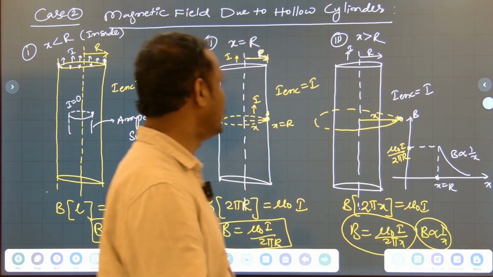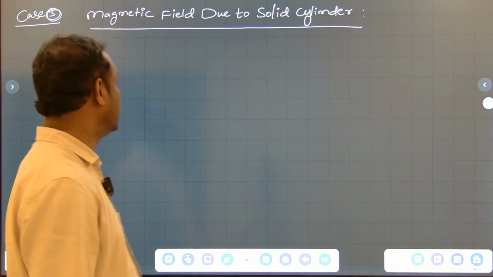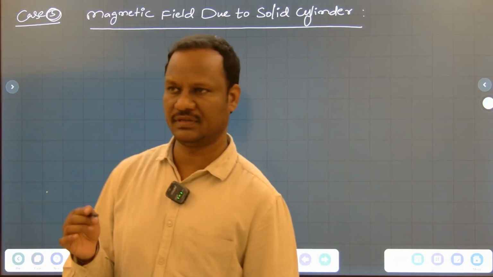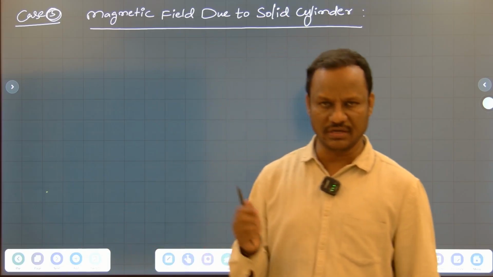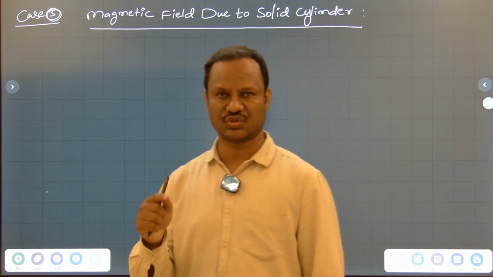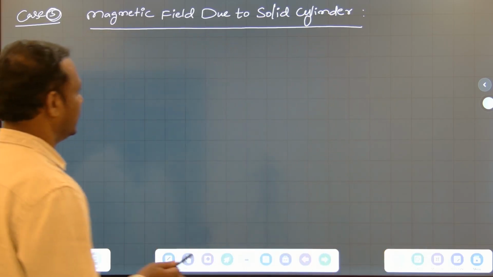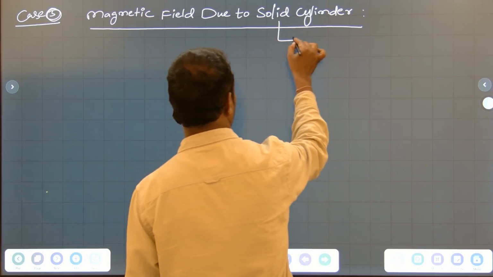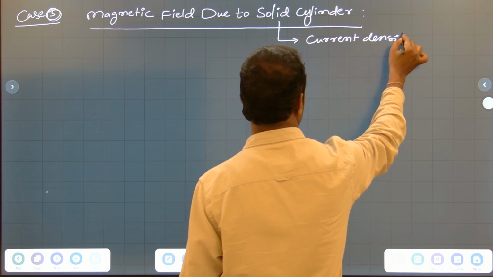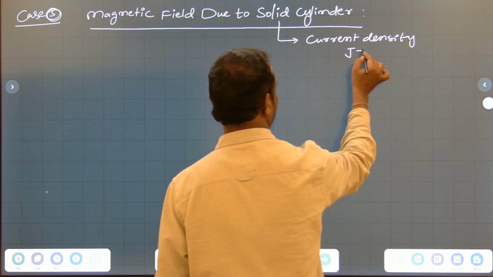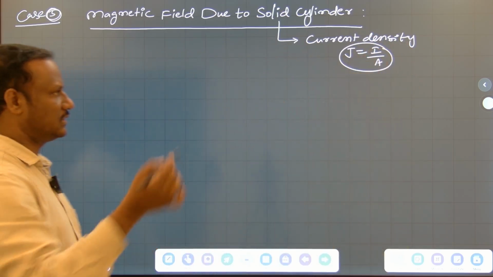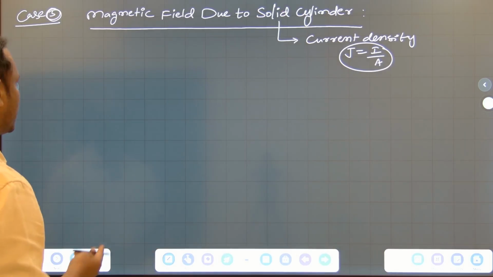Next I am discussing the solid cylinder. Magnetic field due to a solid cylinder: how do you calculate it? For the solid cylinder, we have to use current density. Current density is J, and J is equal to I by A. So for a solid cylinder, we have to remember current density. A means the cross-sectional area through which current is passing.